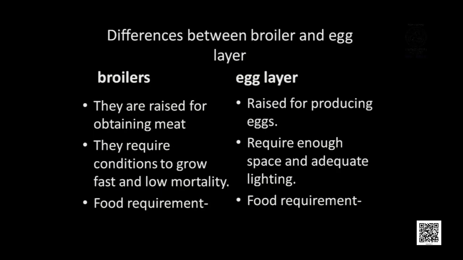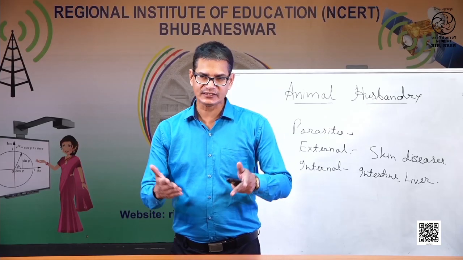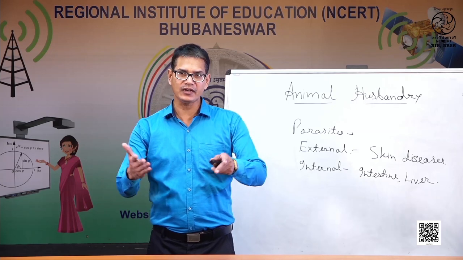And there are differences between broilers and egg layers. What are the differences? First, broilers are raised for obtaining meat, whereas egg layers are raised for producing eggs. In the case of broilers, they require conditions to grow fast and low mortality, whereas egg layers require enough space and adequate lighting so that they can lay their eggs in sufficient amount and in a healthy environment.